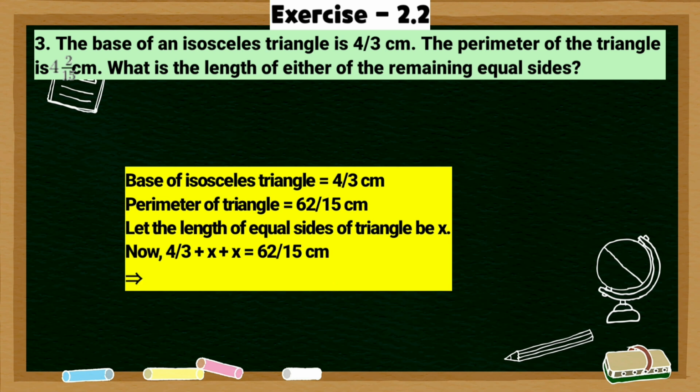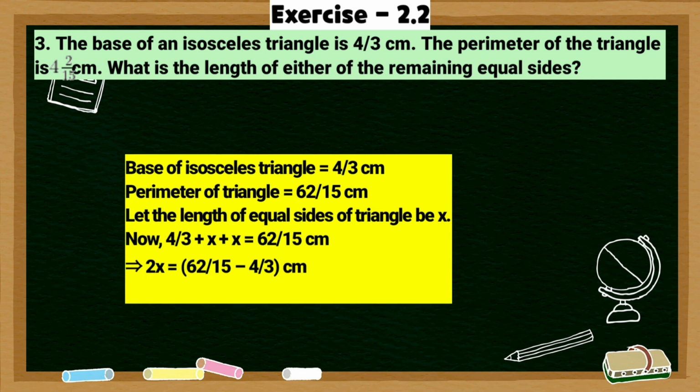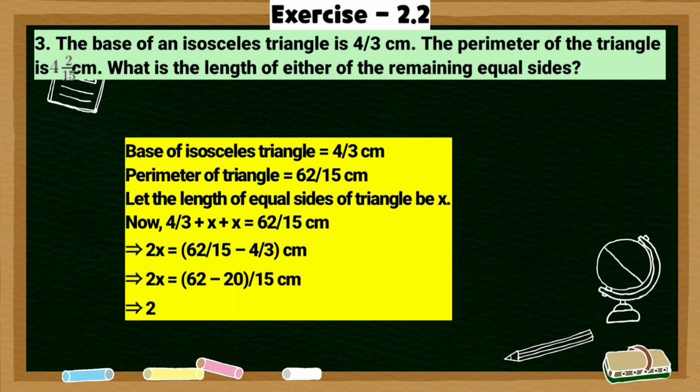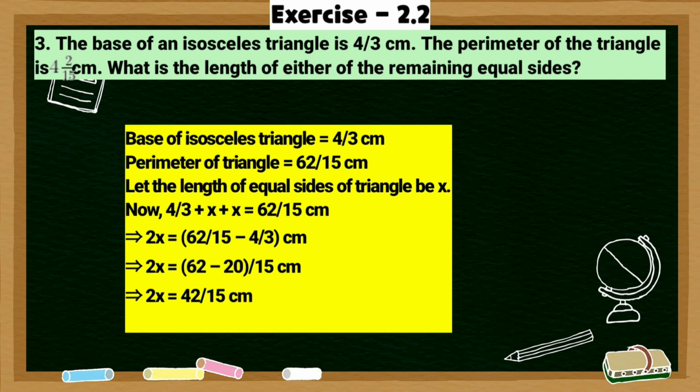Now we know that x plus x is 2x and 4/3 को हम right hand side ले जाएंगे. It will become 62/15 minus 4/3 centimeter. Now 2x is equal to, अब हम इसका LCM लेके solve करेंगे. So it will be 2x is equal to 62 minus 20 upon 15. On solving this further, 2x is equal to 42/15.